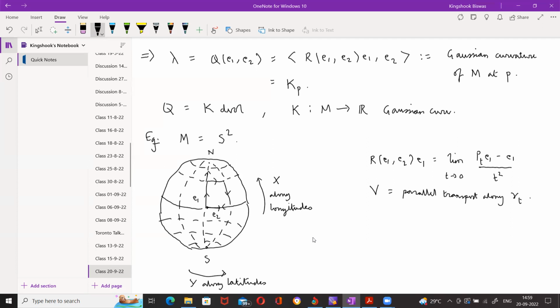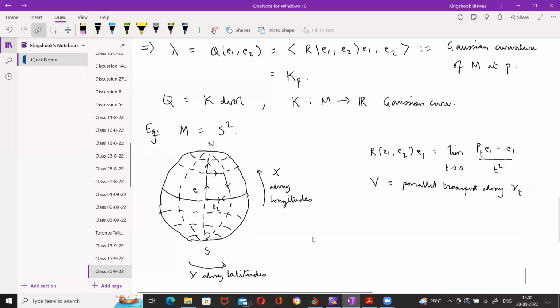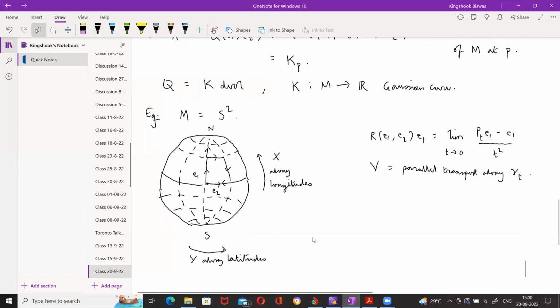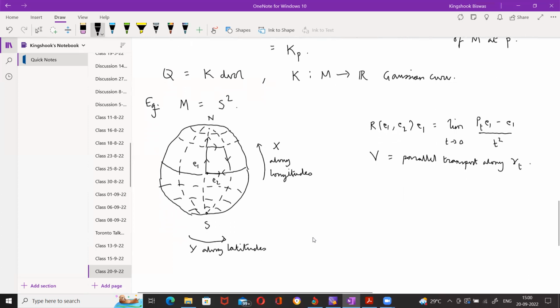So now, what happens when I parallel transport along this latitude? This latitude is not a great circle, so this is not a geodesic, right? Let me call this latitude gamma. So say gamma equals the latitude. This is not a geodesic.